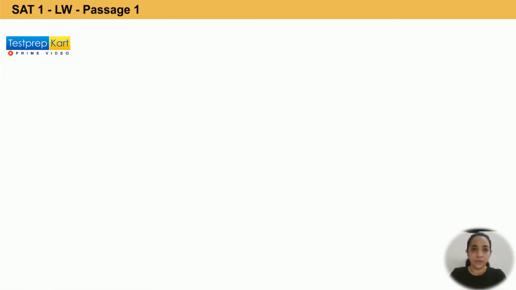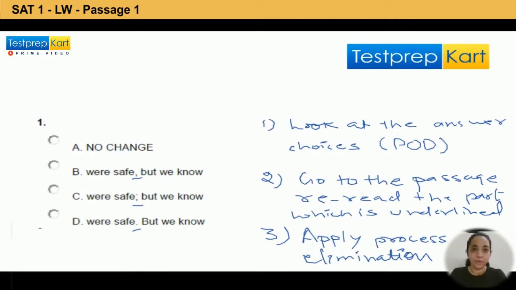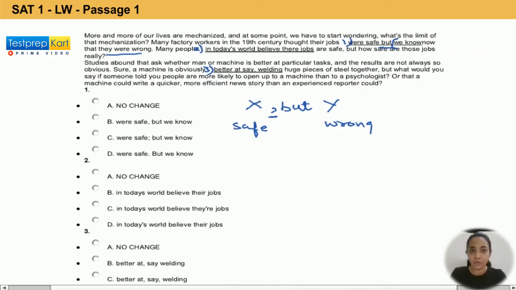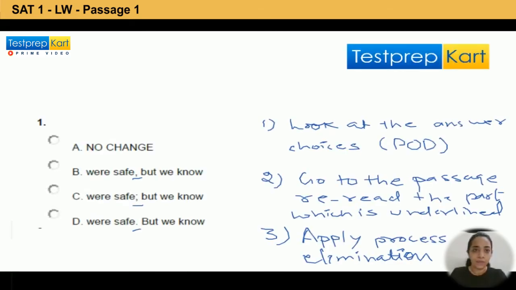So we go back here. The first one didn't have a comma. We can see this again, no comma here. This one goes out. Then we have they were safe, but we know, so we have a comma. B looks good. Were safe, then we have a semicolon.